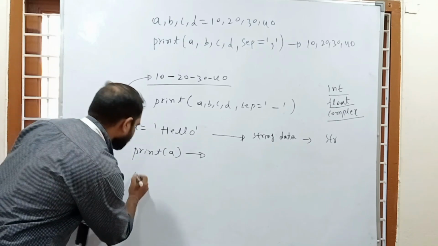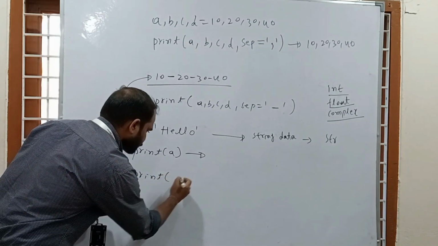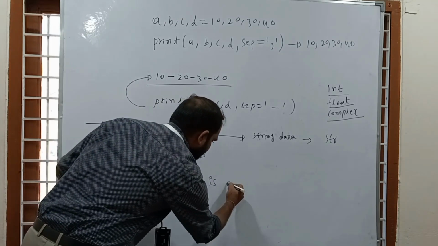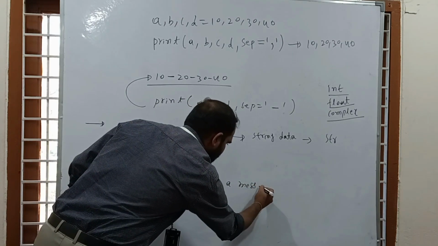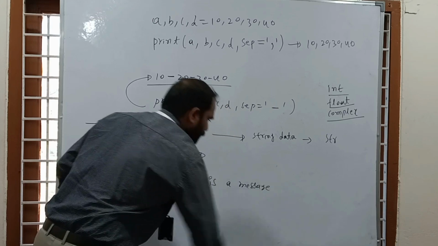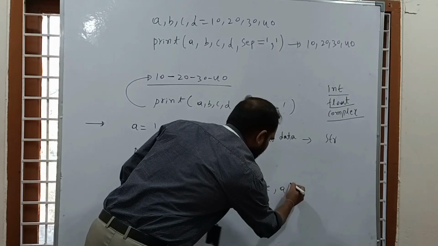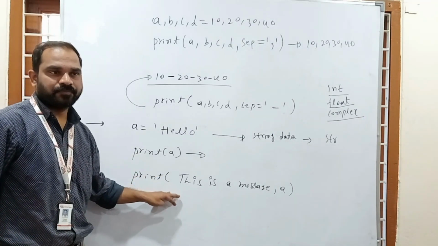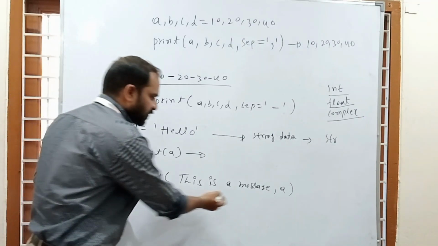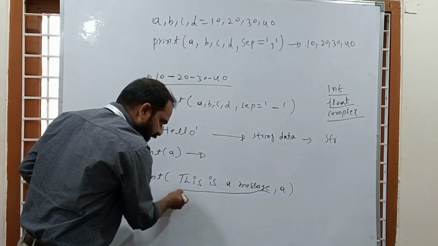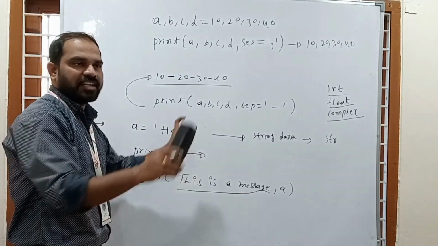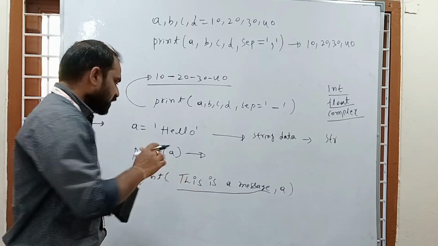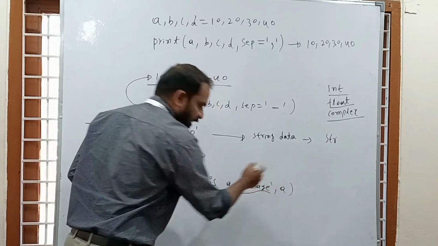So for example, print, I want to print like this is a message, comma, A. Will it get executed? No. Because this is not defined. This data is not defined. This text is not in the quotes. The interpreter cannot recognize this data. Only if you keep quotes, then it will be recognized.